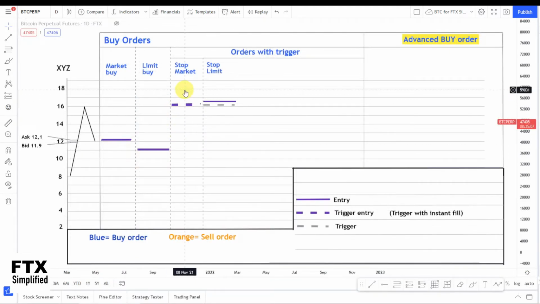And I will start with the stop market and stop limit order. With the normal limit buy order, you could place an order below the current price.